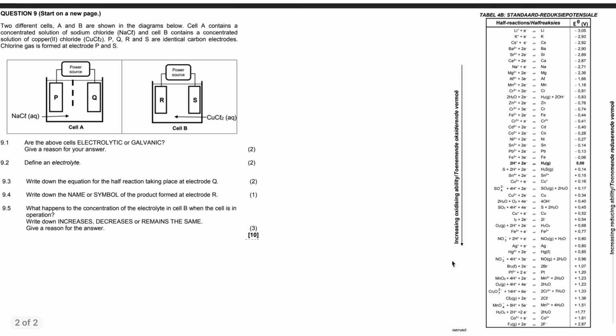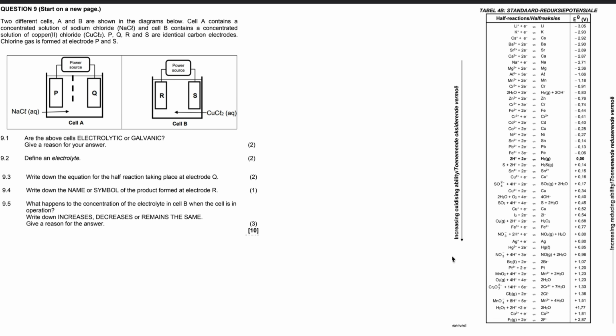Now let's move on. This was the last question in the paper, I believe. Question number 9. Two different cells, A and B, are shown in the diagram below. Cell A contains concentrated solution of sodium chloride, and cell B contains a concentrated solution of copper 2 chloride. P, Q, R, and S are identical carbon electrodes. Chlorine gas is formed at electrode P and S. So at P, I have chlorine gas, and at S, I have chlorine gas.